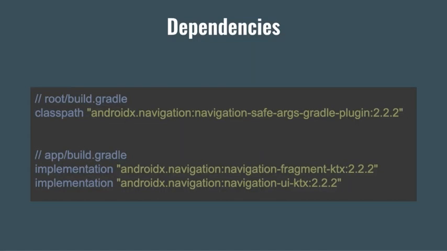Now, to make all of this work, there's a few dependencies that we'll add to our project, and we'll see that in the demo. The first one here is optional, which is the Navigation Safe Args Gradle plugin. However, as I've mentioned, I think that the Safe Args feature for parameters, which means it validates that we're passing the right data to our fragments, is really powerful.